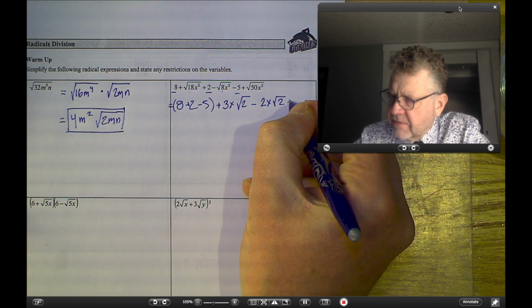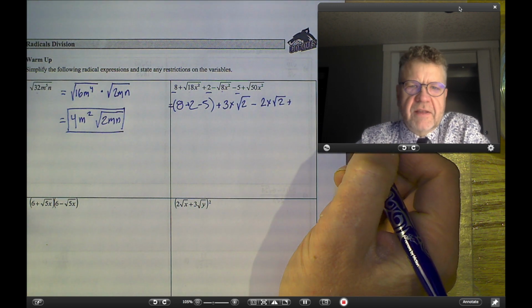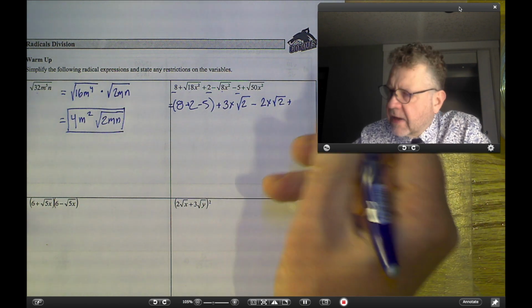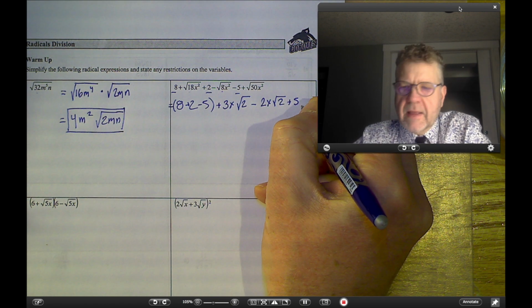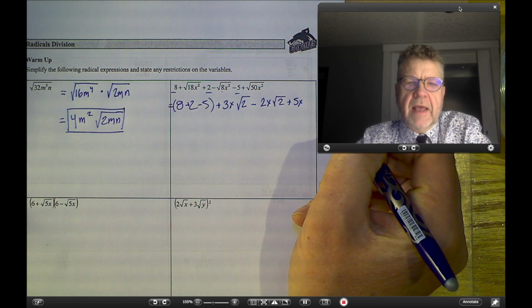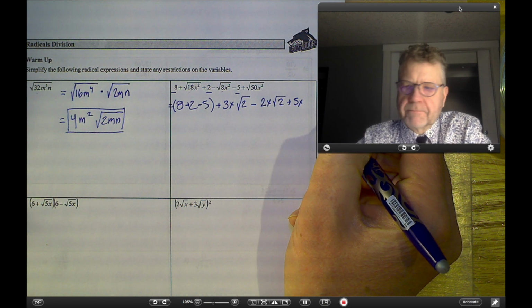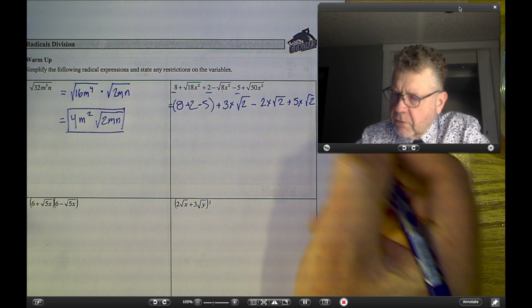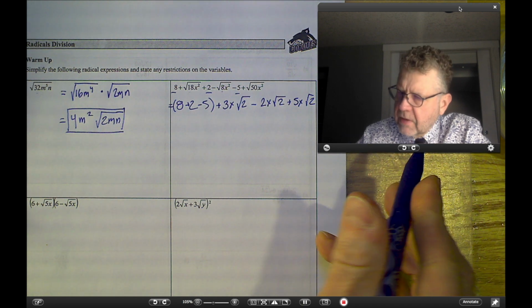Inside, now it's a plus. Inside of the 50 is 2 times 25. Square root of 25 is 5. And there's an x. And what's left? Root 2. Lo and behold. Cool. So what are we going to get?